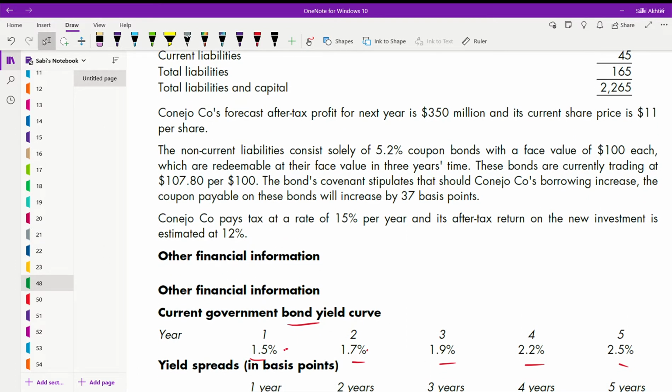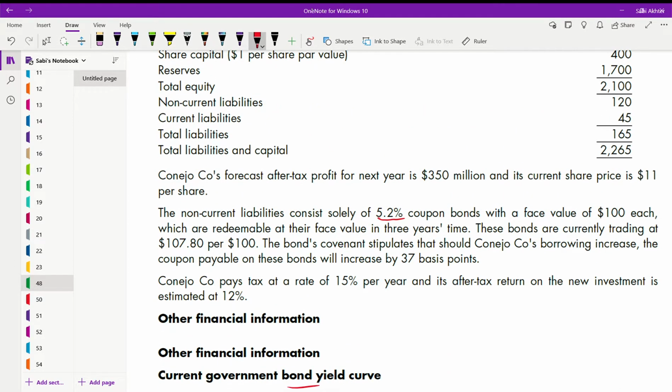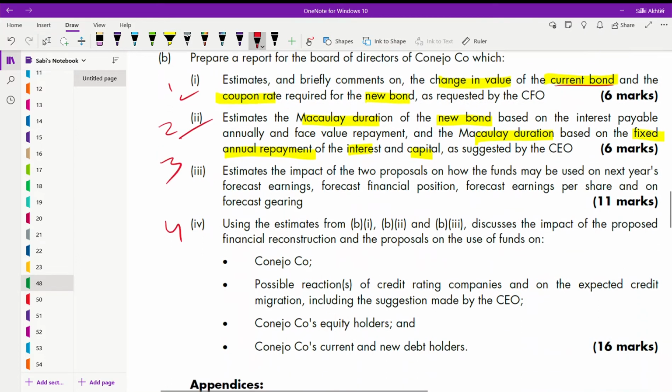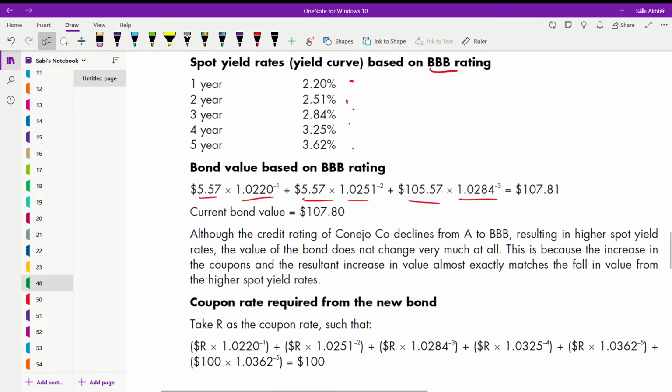Yes, so here coupon was 5.2%, non-current it includes coupon. Here when they give you the non-current liability, they just give you 120. So from here you are not able to get it. So here they have given you 5.2%, and also they told that they are borrowing increase, the coupon payable on this bond will increase by 37 basis points. That's why 5.2 plus 37, which is 5.57. So that's why you are taking here 5.57, 5.57, 105.57, and then you're getting this value.